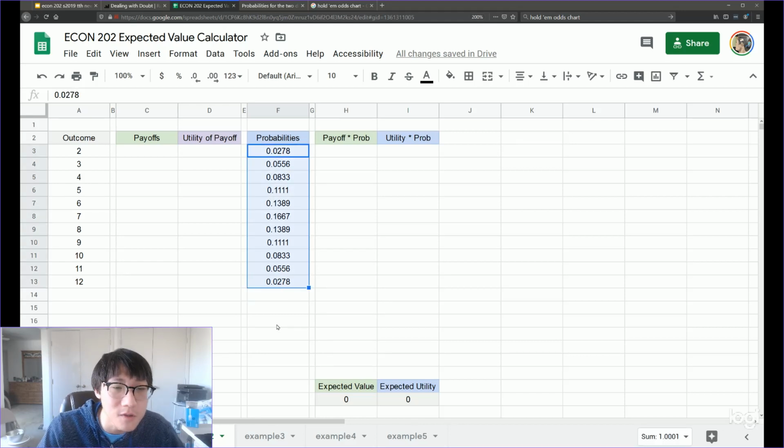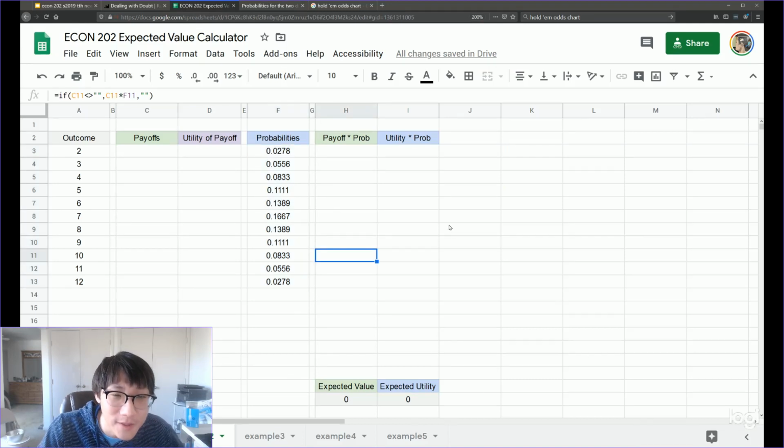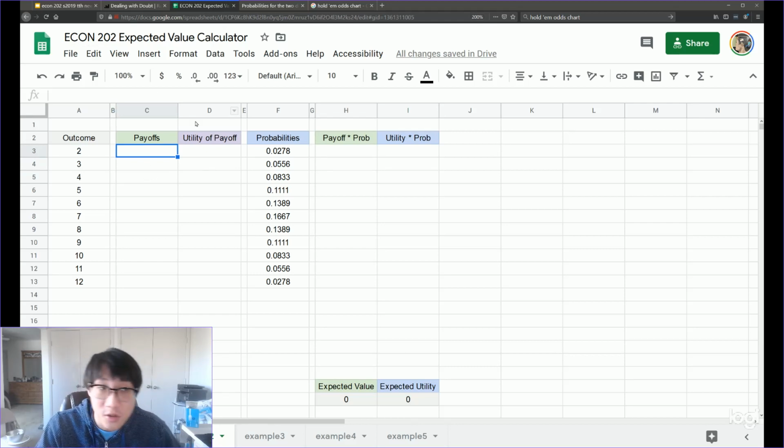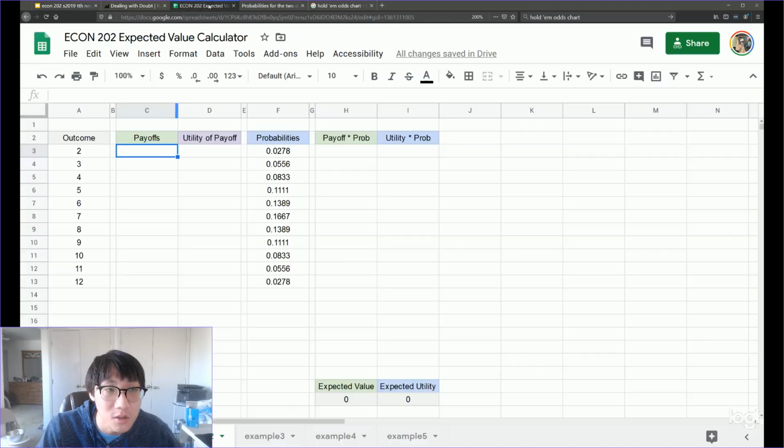Okay, now you go, how did I get these probabilities? You can compute them manually, but I sort of cheated and I just looked up what the probabilities are on the internet. So here are those probabilities, and the only thing we really need to fill out here is just the payoffs. Okay, so let's assume first that we own one of the utilities. If I own one utility, my pay is 4 times the amount shown on the dice.